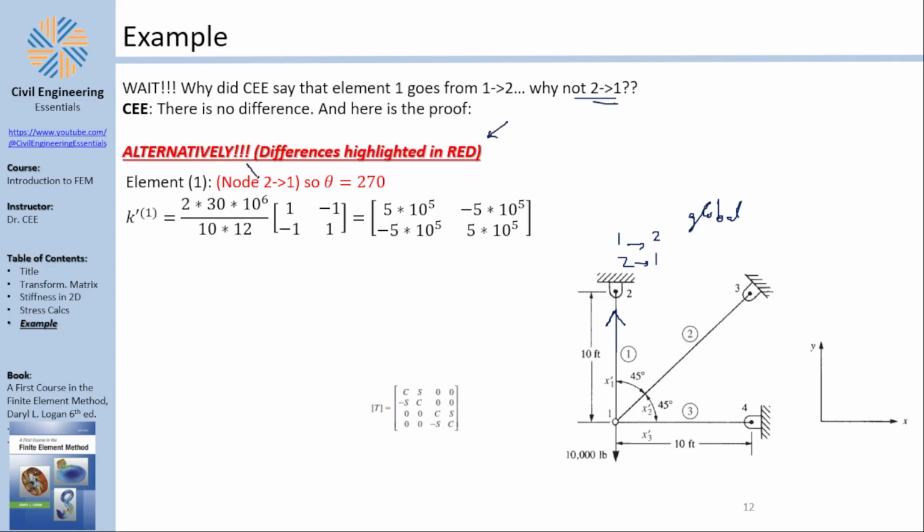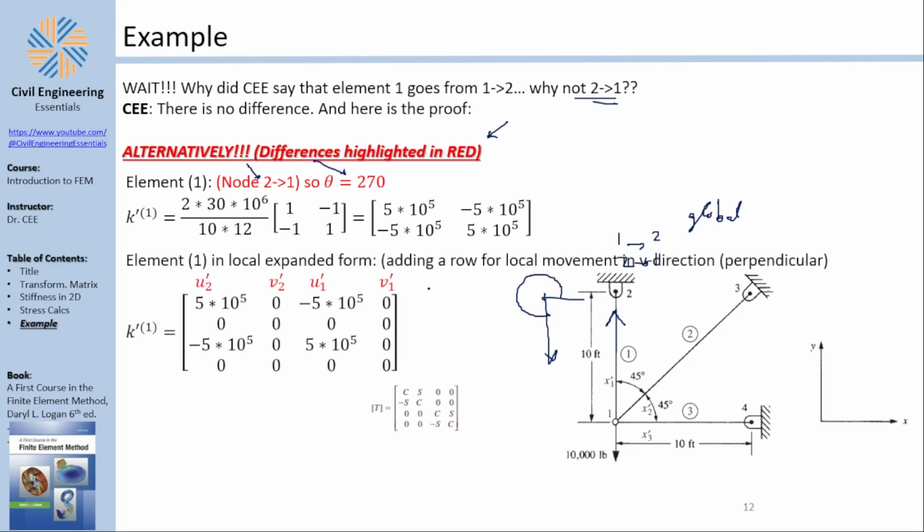So now I'm dealing with node 2 to 1 with theta equal 270, because if you go from 2 to 1, you're going down. And as you all know, this is negative 90 or 270 in standard degrees. So if you do this, you get a different transformation matrix, as you can see here. And this is the local matrix, sorry. You will get a different local matrix because now you are saying from 2 to 1, so your first degrees of freedom are 2 and your second degrees of freedom are 1.